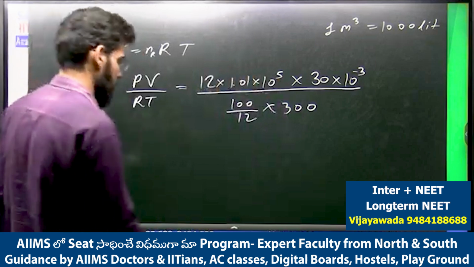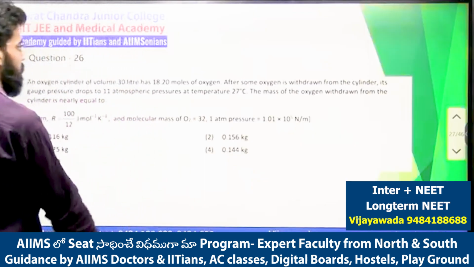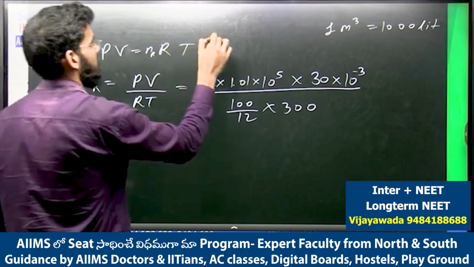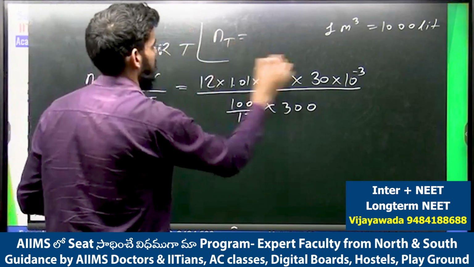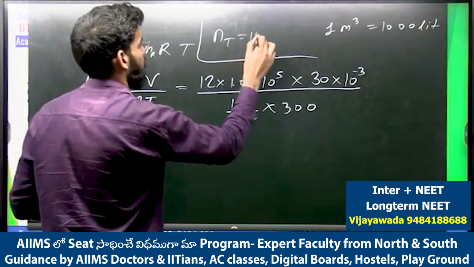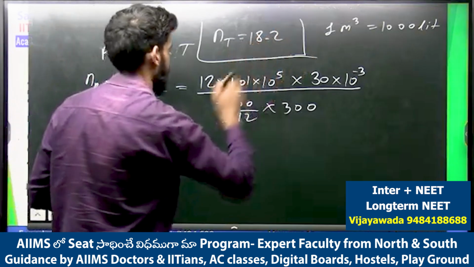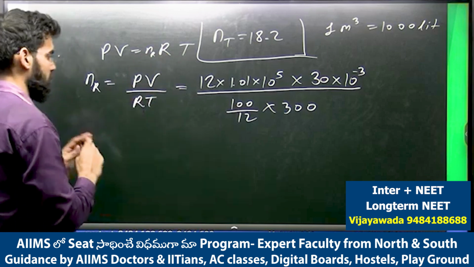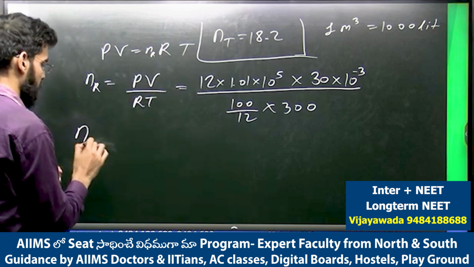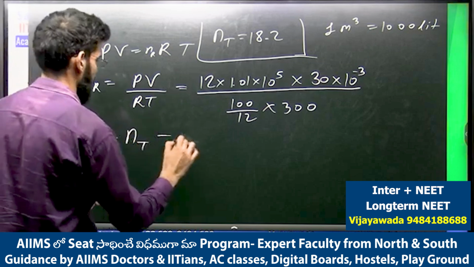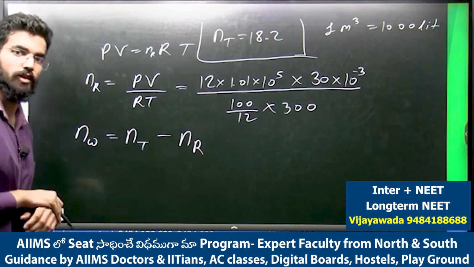Now, this nR is the remaining moles. N total is how much? N total is 18.2. So how many moles did you withdraw? The number of moles withdrawn, I can say, is N total minus nR. This is the number of moles.